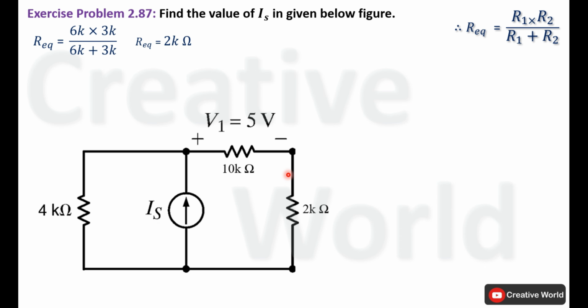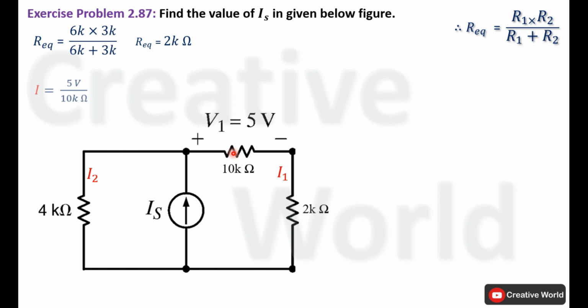Now we will label these two branch currents in order to calculate total supplied current. This branch current will be labeled as I1 and this branch current will be labeled as I2. And we are labeling these two branch currents because later on we will apply Kirchhoff's current law on this node. Voltage across this 10 kilo ohm resistance is given in this scenario, so we can calculate current through this 10 kilo ohm resistance using Ohm's law.